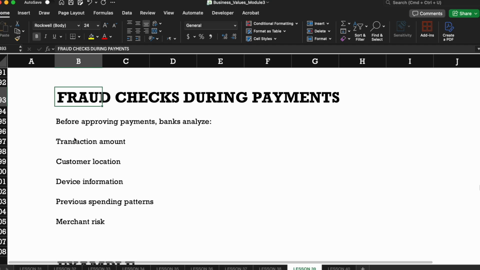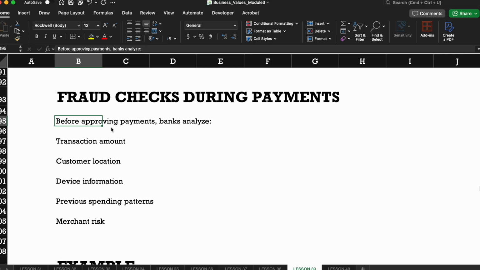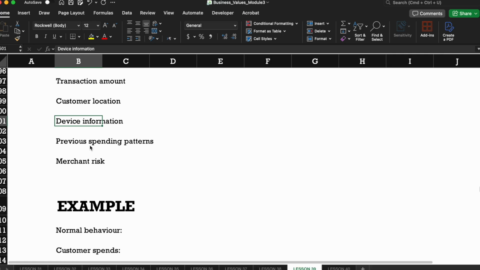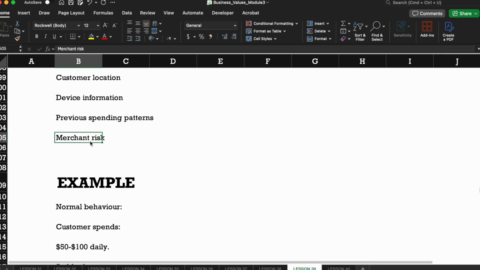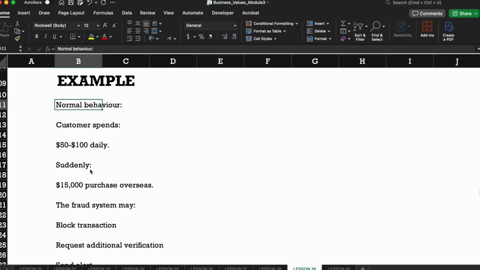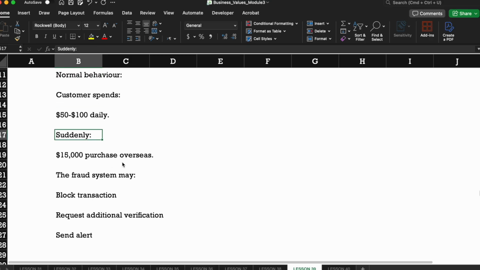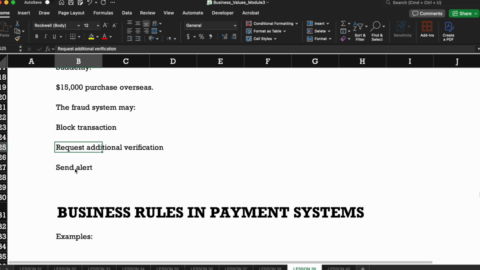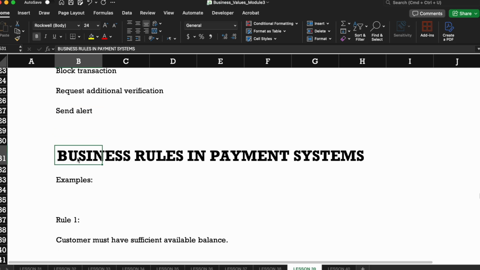Fraud checks during payments. Before approving payments, the bank analyzes transaction amount, customer location, device information, previous spending patterns, and merchant risk. Example: a customer who normally spends $50 to $100 daily suddenly makes a $15,000 purchase overseas. The fraud system may block the transaction, require additional information for verification, and send an alert.